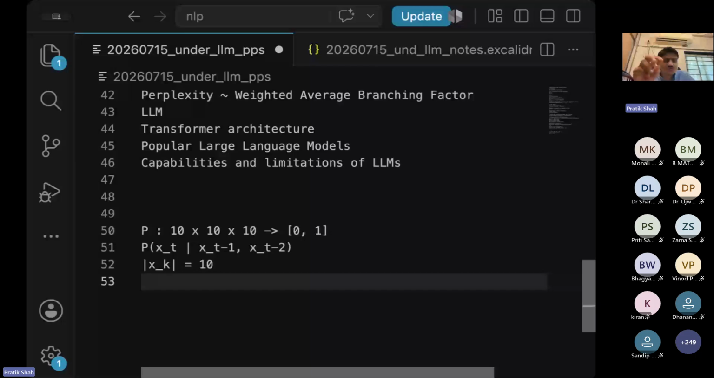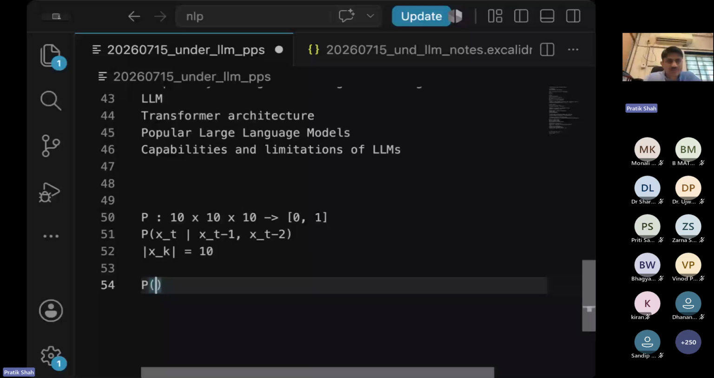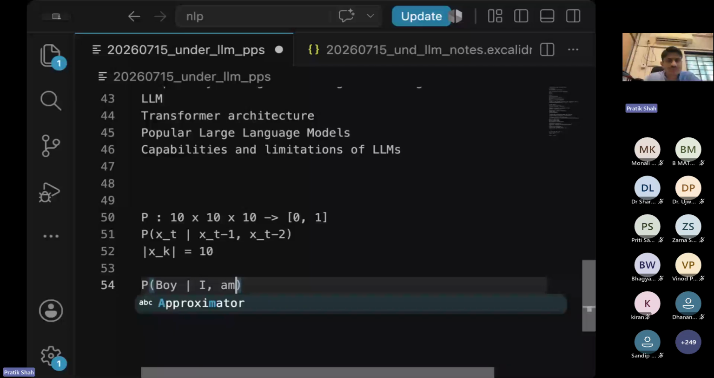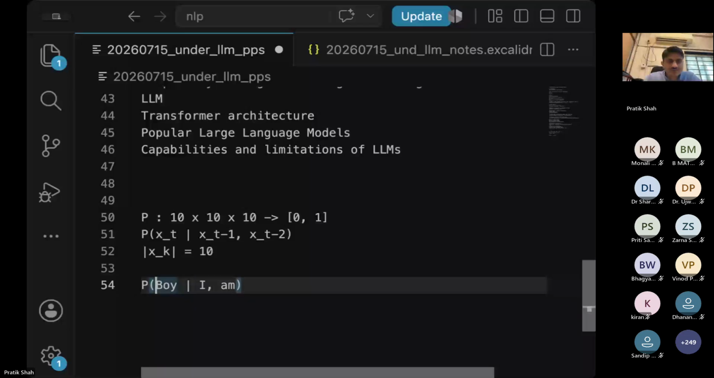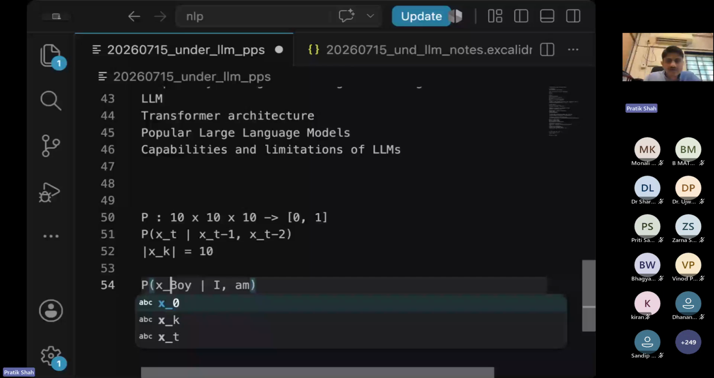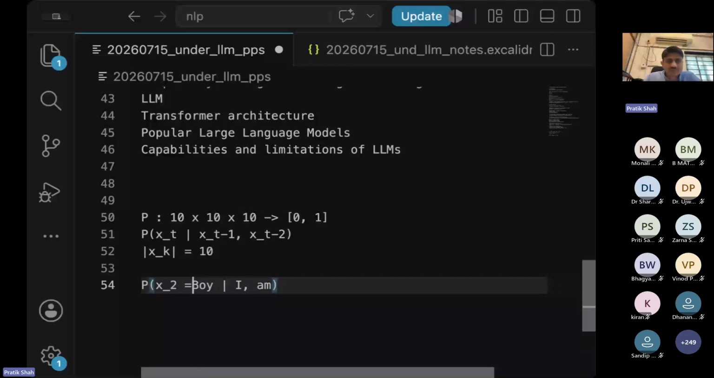So I take one value of xt minus 2, another value of xt minus 1, and one value of xt, and this P function would give me the probability. So it is like boy given I am. So what it says is the third word being boy, given that the first word is I and the second word is am. So what it is saying is I am a boy is a sentence.